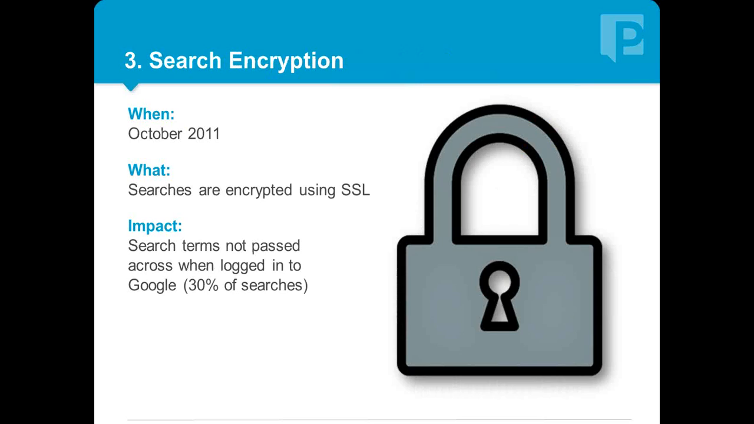The third major change from October of 2011 was focused on search encryption. At the time, Google announced that if you were logged into Google, they would start hiding your search queries from the referring sites that you visited after having made a search. So if you search on web content management and you wind up at Percussion.com, we wouldn't necessarily see what you searched on to come to our site.